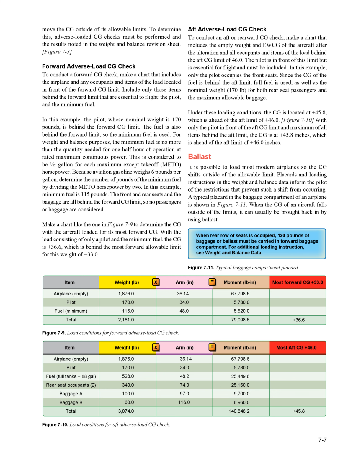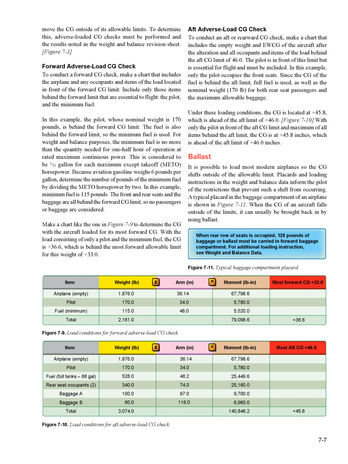Aft adverse load CG check. To conduct an aft or rearward CG check, make a chart that includes the empty weight and EWCG of the aircraft after the alteration and all occupants and items of the load behind the aft CG limit of 46.0. The pilot is in front of this limit but is essential for flight and must be included.